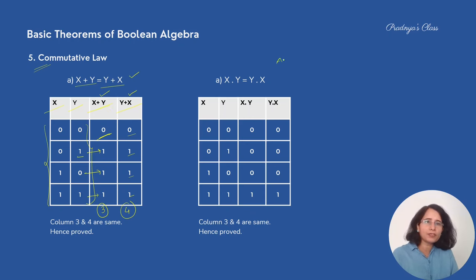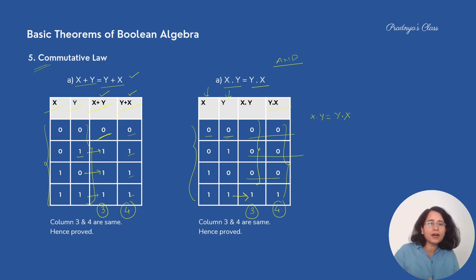Now let's work out this law for the AND operation. For AND operation also, we can change the order. So let's write the combinations for x. These are the combinations for y. Now apply AND operation on x and y. You know the AND operation, if both the inputs are 1, then only the output will be 1. Otherwise, in all other cases, we will get 0. Now let's perform the AND operation on y and x. Still we are getting the same result. So from columns 3 and 4, we can say that x dot y is equal to y dot x, because both the columns are the same.